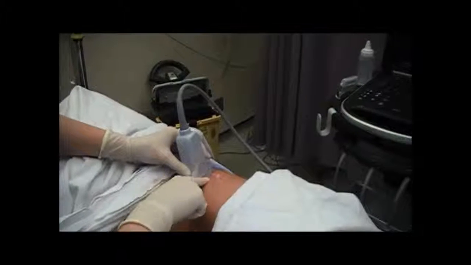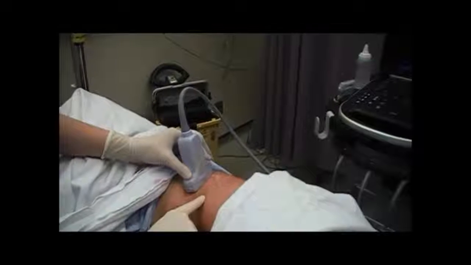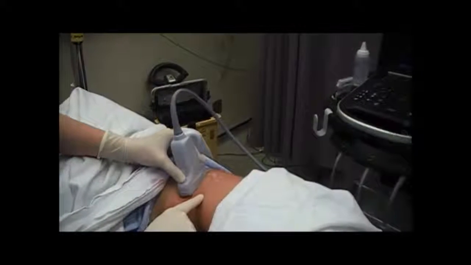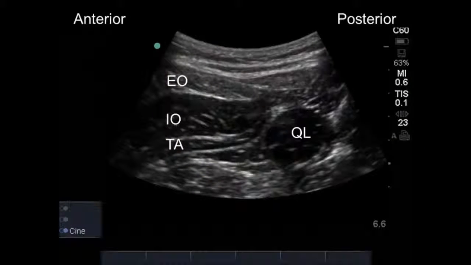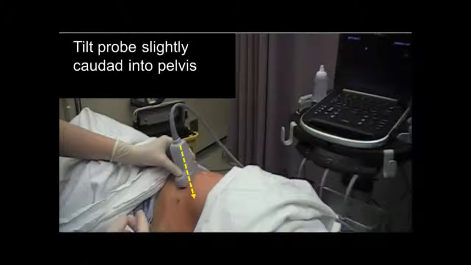The probe is placed in the mid-axillary line just above the iliac crest. The external oblique, internal oblique, and transversus abdominis are identified and traced posteriorly to where the transversus abdominis tapers off into its aponeurosis. The quadratus lumborum is often, but not always, visible just posterior to this taper. Tilting the probe slightly caudad into the pelvis often improves the view of the tapered end of transversus abdominis.